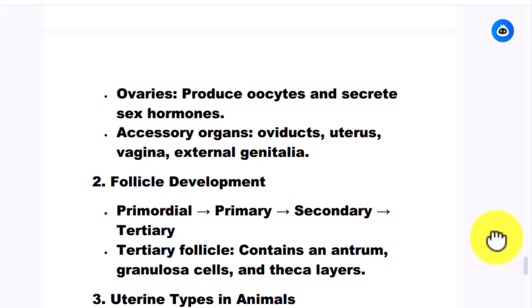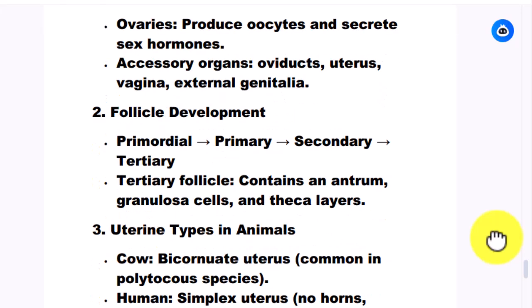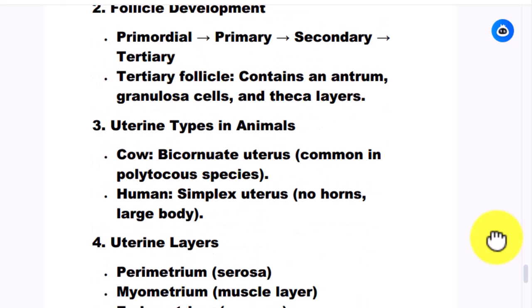Ovaries produce oocytes and secrete sex hormones. Accessory organs: oviduct, uterus, vagina, external genitalia. The follicle development starts primordial, turns into primary, secondary, tertiary. Tertiary follicle contains an antrum, granulosa cells, and theca layers.